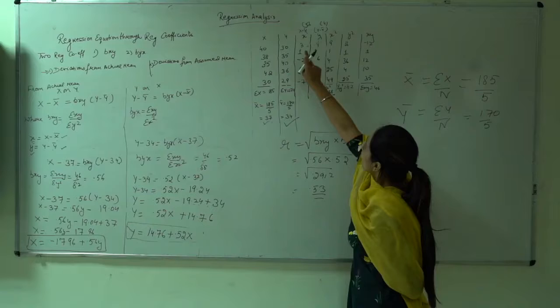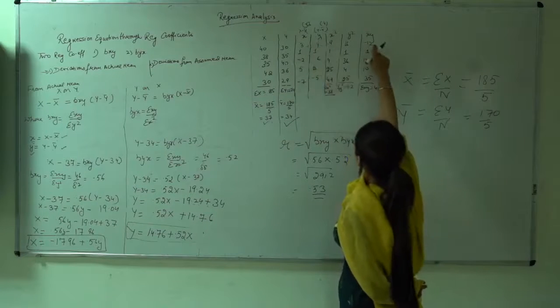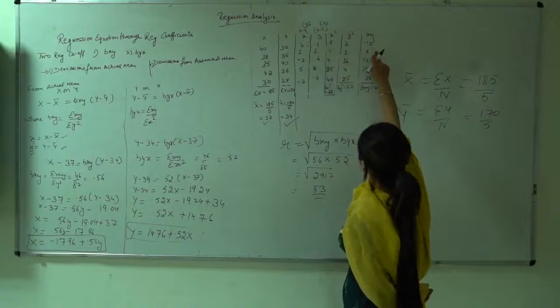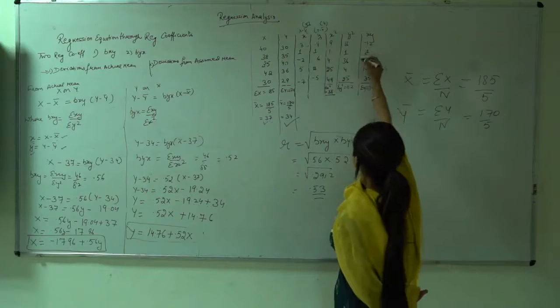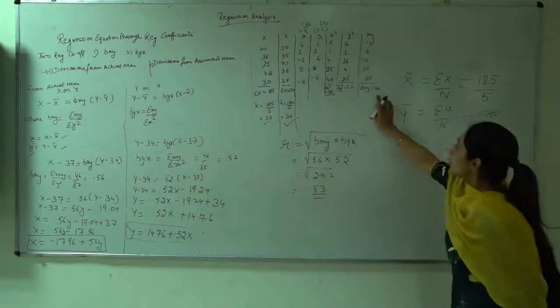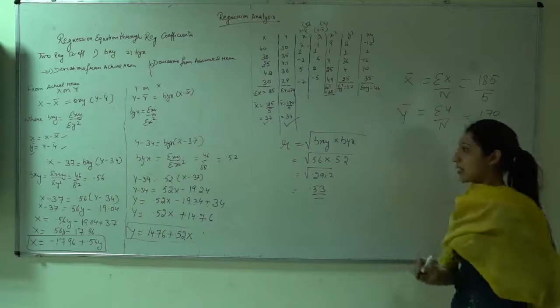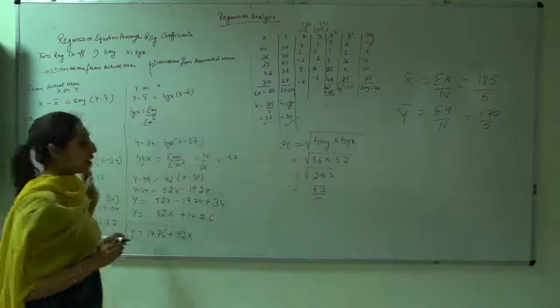To find xy, I will be multiplying small x into small y. So, 3 into minus 4 will give me minus 12. 1 into 1 will give me 1. Minus 2 into 6 will give me minus 12. 5 into 2 will give me 10, and minus 7 into minus 5 will give me 35. So, the total will be 46. Now, I have calculated all the values, so now putting them into the equation.